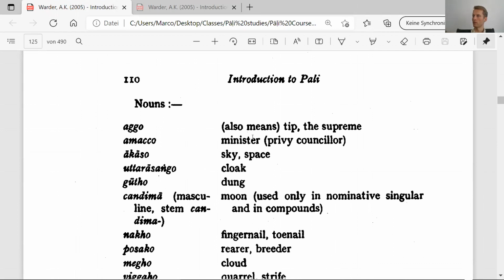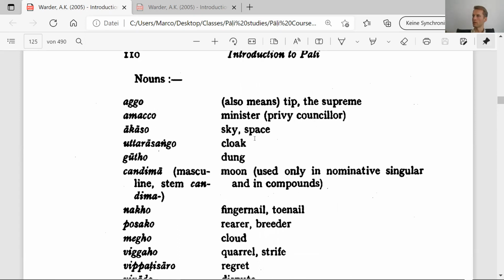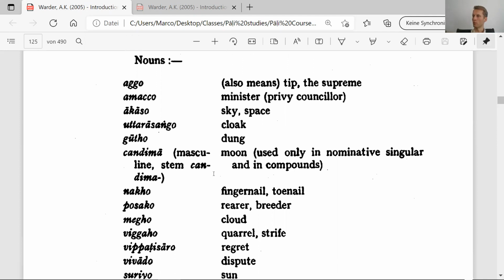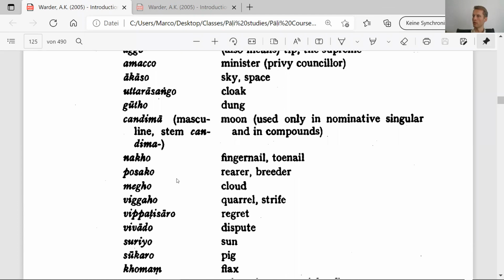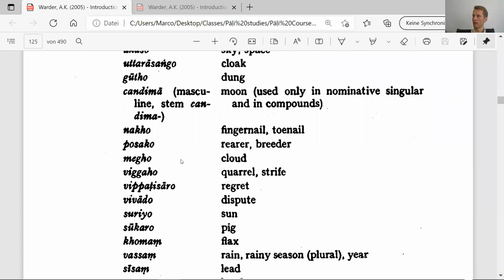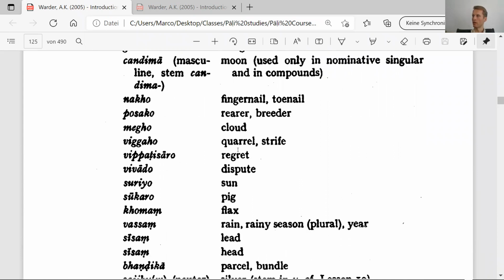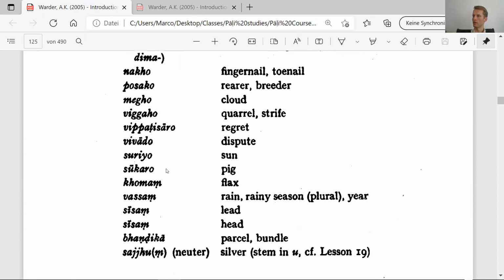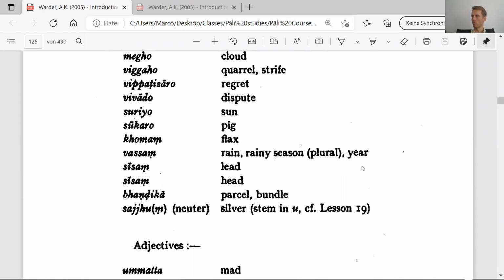And then a few nouns. Aggo, the tip or the supreme. Amacco, minister or privy councillor. Akaso, sky, space. Uttarasango, cloak. Candima, moon. Nakho, fingernail or toenail. Osako, rearer or breeder. Megho, cloud. Vivado, quarrel, strife. Vippatisaro, regret. Vivado, dispute. Suriyo, sun. Sukaro, pig. Khoma, flax. Vassa, rain, rainy season, in the plural year. Sisa, lead. Sisa, head. Bandika, parcel or bundle. And Sattu, silver.